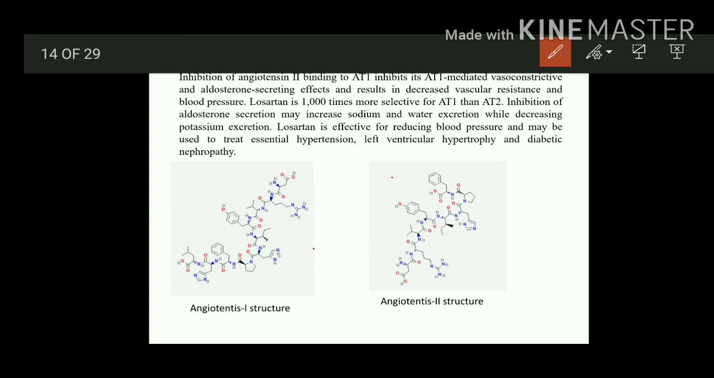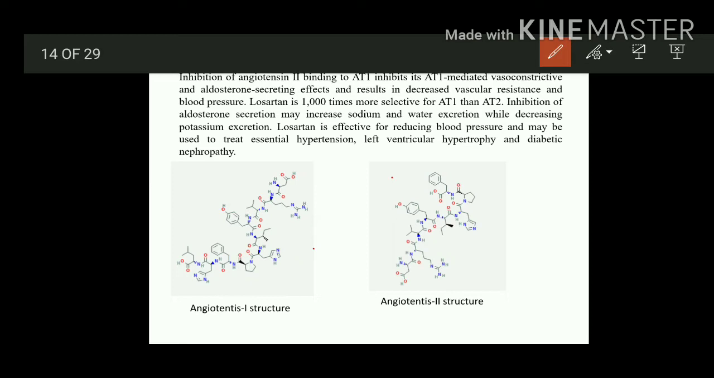If you see the mechanism, it is going for inhibition of angiotensin 2 binding to AT1. That means we have the receptors. Initially, I mentioned that we have two types of receptors where your angiotensin 2 is going to bind: the AT1 and AT2 receptor, where your AT1 is going to carry out the vasoconstriction and aldosterone secreting actions. Okay, our losartan is going to bind, thereby inhibiting the binding of angiotensin 2 to AT1 receptors.